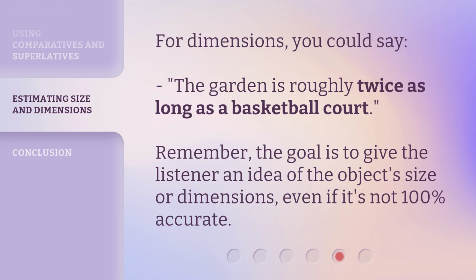For dimensions, you could say, "The garden is roughly twice as long as a basketball court." Remember, the goal is to give the listener an idea of the object's size or dimensions, even if it's not 100% accurate.